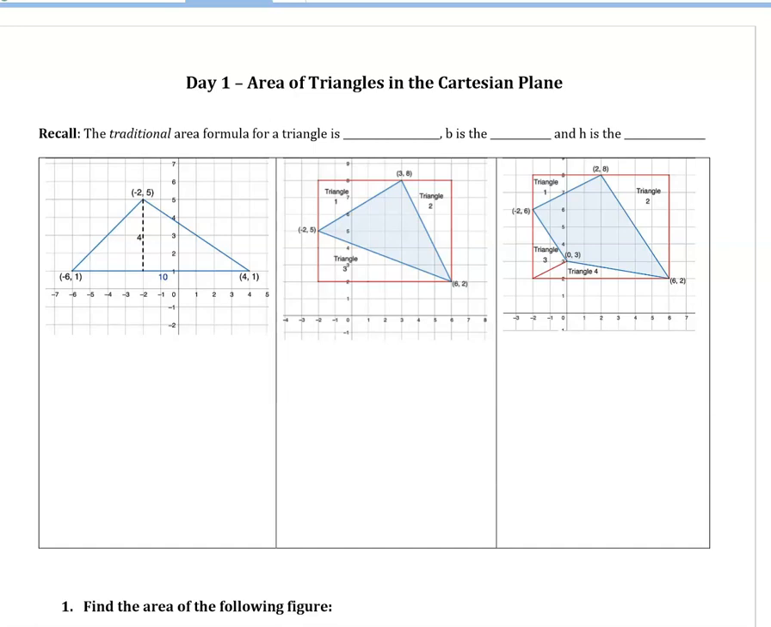Hi guys, this is your video on finding areas of triangles in the Cartesian plane, and we will be using what we like to call the box-in method. So starting right from the top, if we're talking about area of a triangle, as you guys know, the traditional area formula is 1/2 base times height, where B is the base and H is the height, or as we now know, altitude of the triangle.